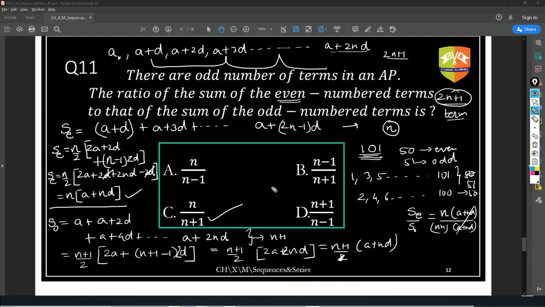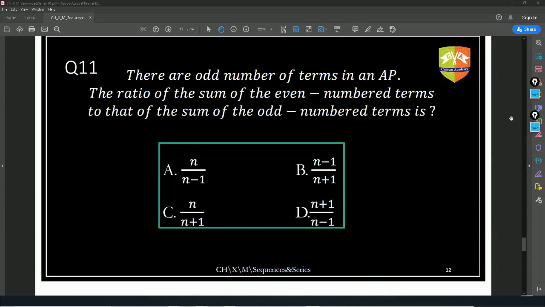Yes, yes. You could have eliminated these two. This is not possible. Why? Can you tell me why? Why is this not possible? This is also not possible. If you have to do it very fast, yes, so here these are eliminated. So you have choices between these two. Okay, so anyways, let's see.